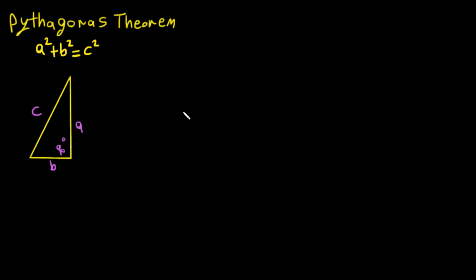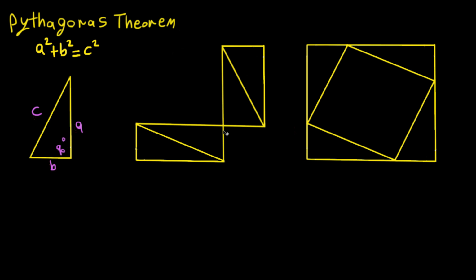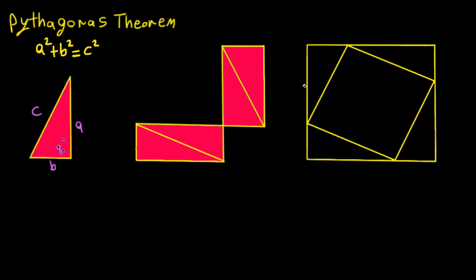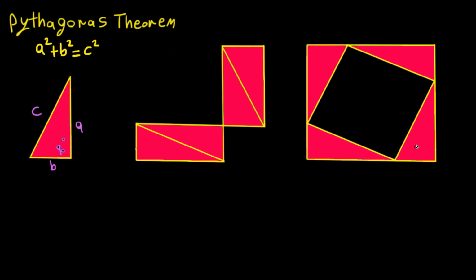Now, if we have 4 times of this triangle, and I will put them in 2 shapes. Here we have 4 triangles and here 4 triangles. I will fill these triangles in red color. So here these triangles are equal. This triangle is here, then I rotate it here, then rotate it here.